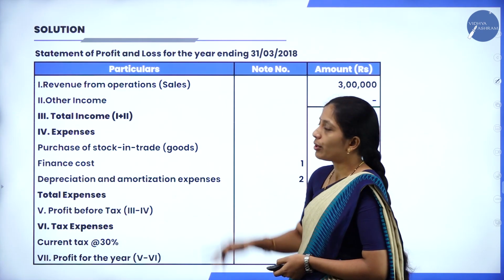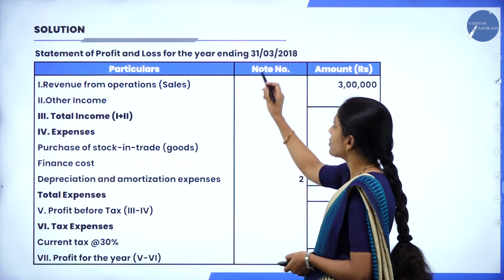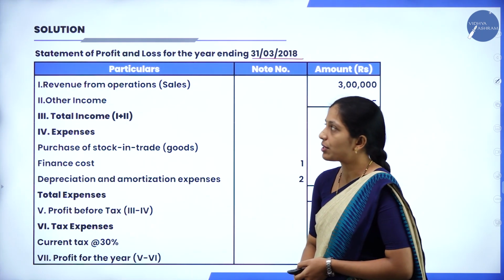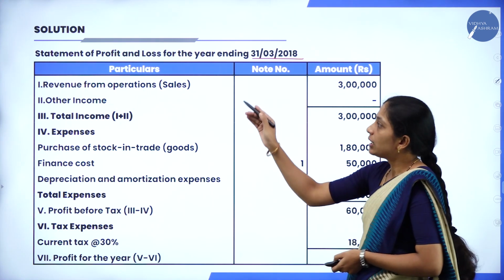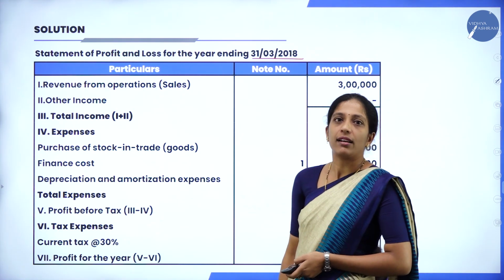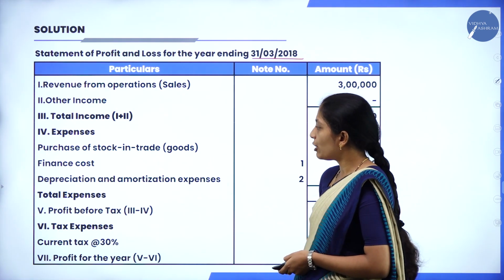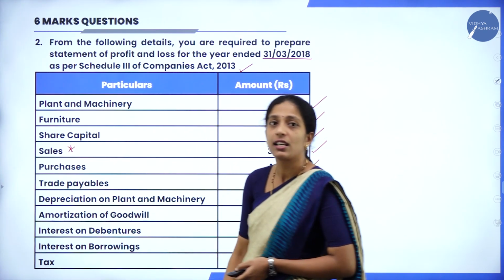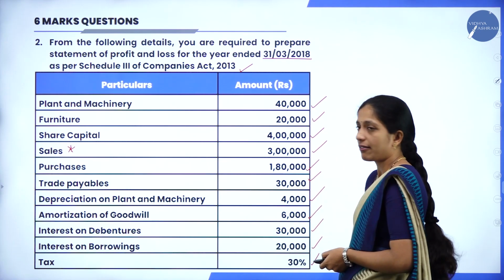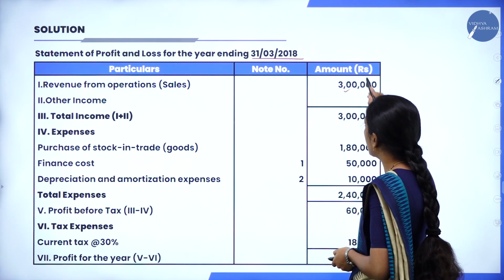Now, we shall go through the solution. Statement of profit and loss for the year ending 31st March 2018. Your format is particulars, note number and amount. Now we will start with Roman number 1, revenue from operations. Revenue from operations is nothing but your sales itself. So they have given us directly 3 lakh.